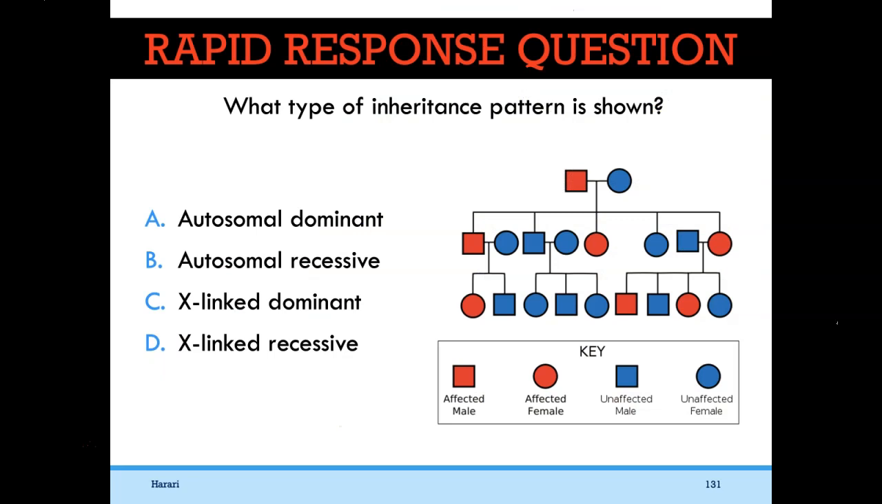So what type of inheritance pattern is shown below? This must be autosomal dominant. Right? Males and females are equally affected, does not skip a generation. Every affected individual has an affected parent.